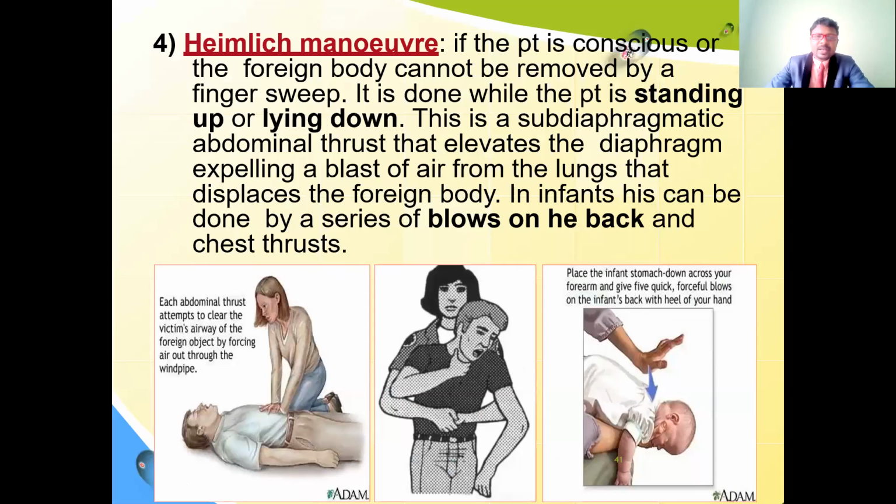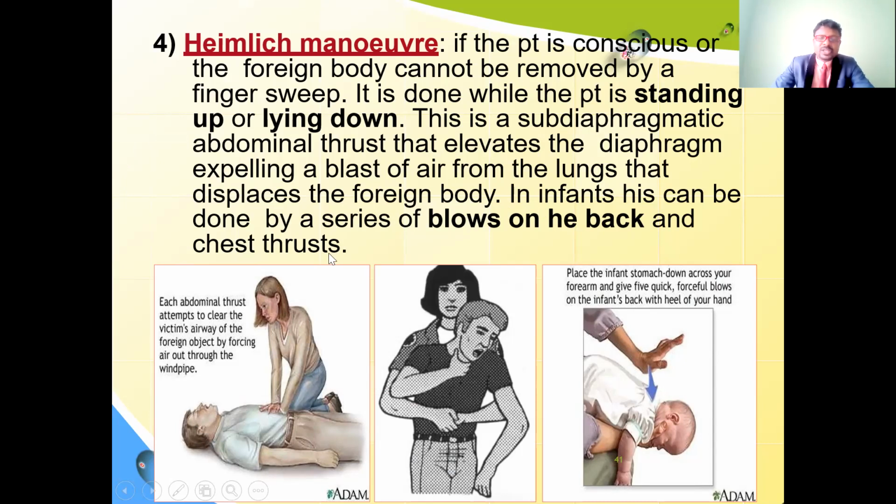In case of any abnormality, swallowing, or obstruction, we have to do the Heimlich manoeuvre, which is the abdominal thrust. If the patient is conscious and the foreign body cannot be removed by finger sweep, it is done while the patient is standing up or lying down. This is the subdiaphragmatic abdominal thrust. With the abdominal thrust, whatever the obstructing material is comes outside, expelling a blast of air from the lungs that displaces the foreign body.